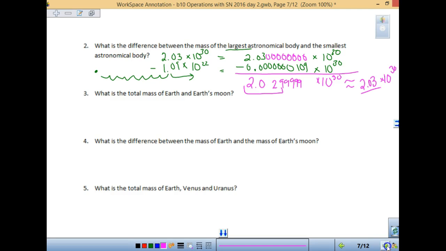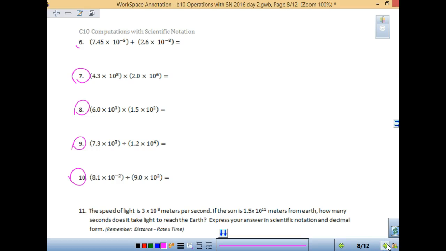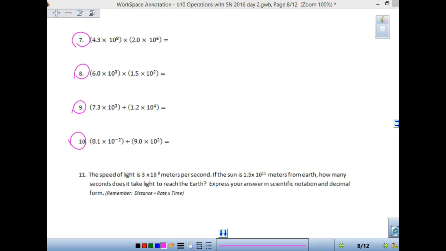So, I want you to look right now, so you're going to finish this worksheet with the addition ones. I agree these negative exponents, like in number 6, are somewhat tough. You want to do number 11, okay?